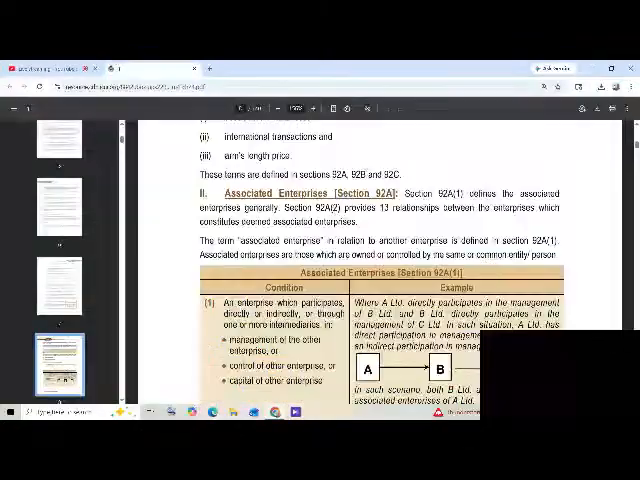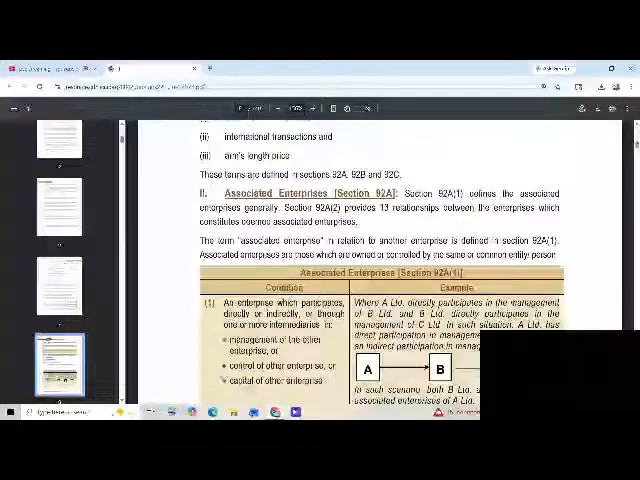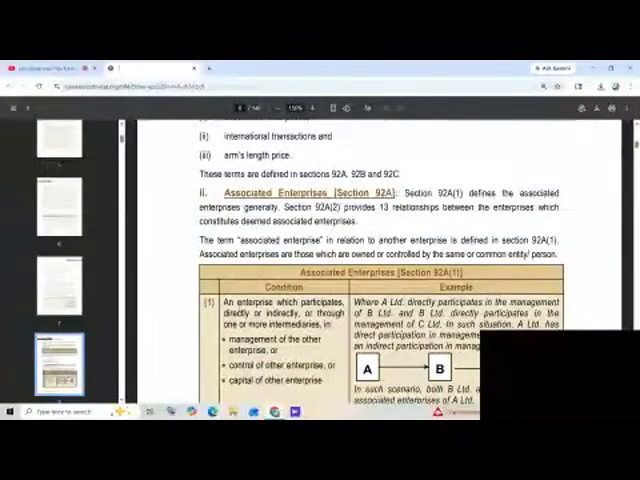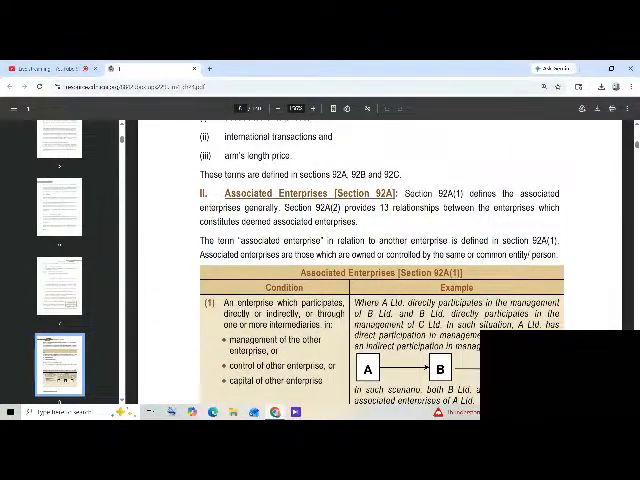Associated enterprises. Section 92A1 defines the associated enterprise generally. Section 92A2 provides 13 relationships between the enterprises which constitute deemed associated enterprises. The term associated enterprise in relation to another enterprise is defined in Section 92A1.